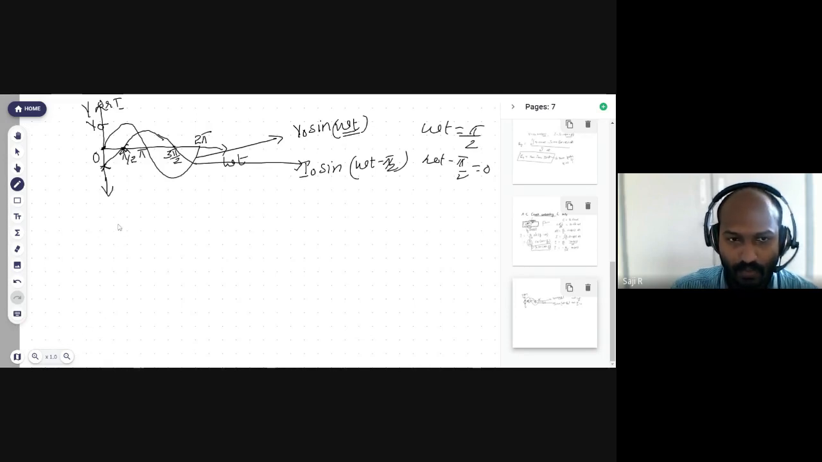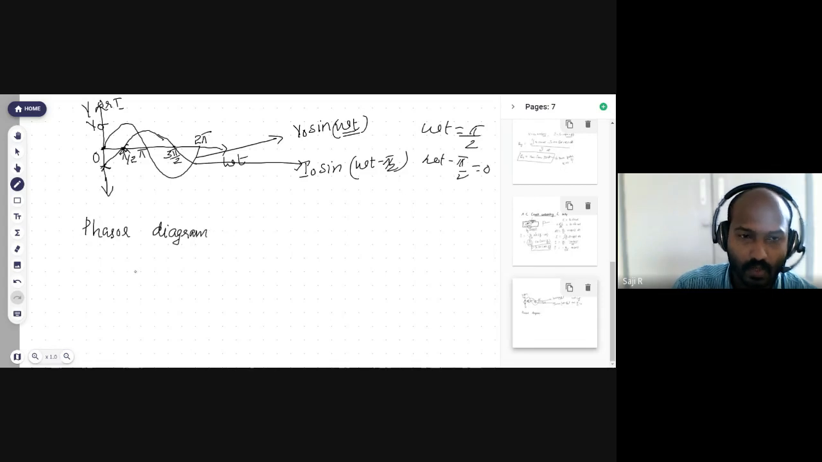Now, last class we also discussed the phasor diagram. A phasor diagram is a vector diagram representing the phase difference between voltage and current. So now here we are going to draw a phasor diagram.